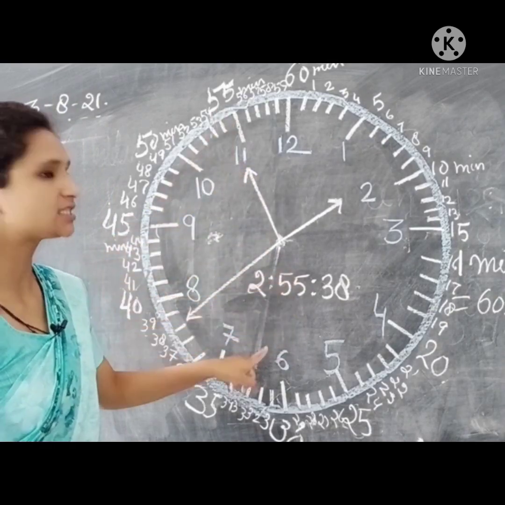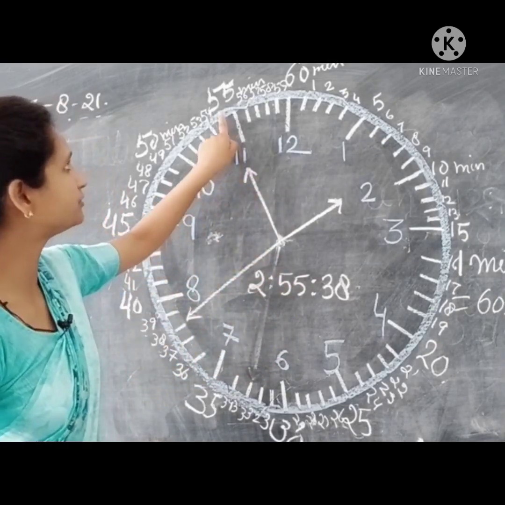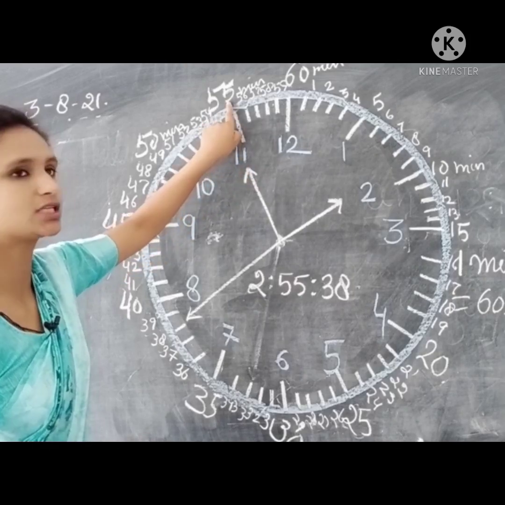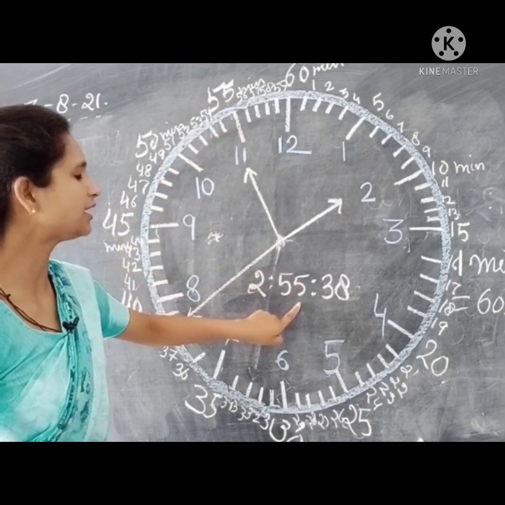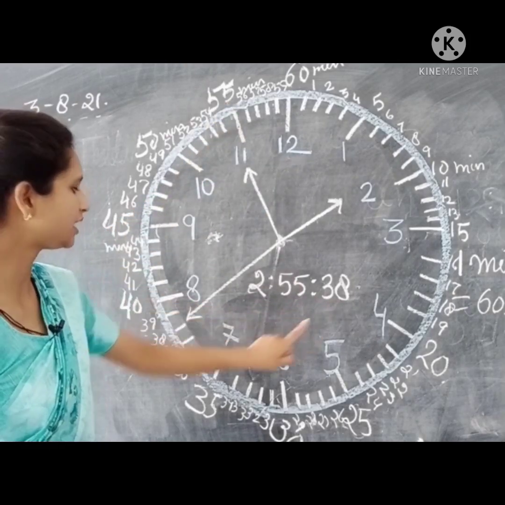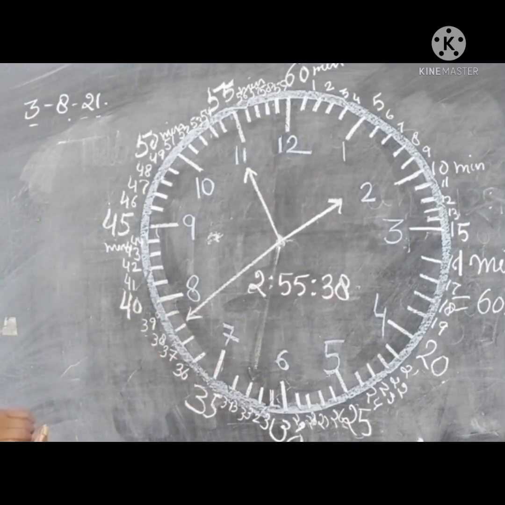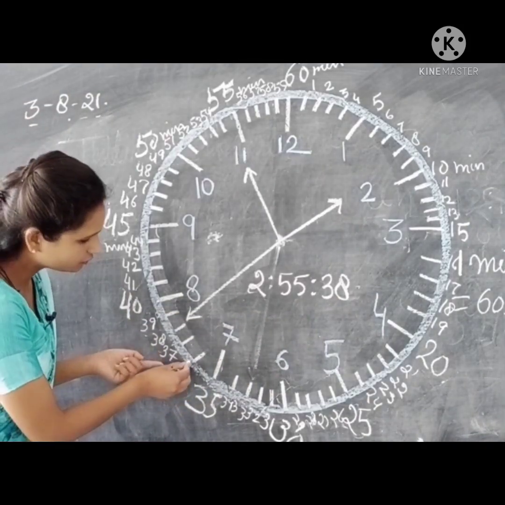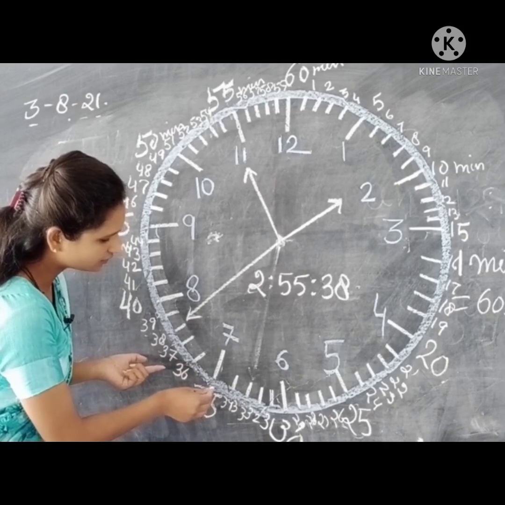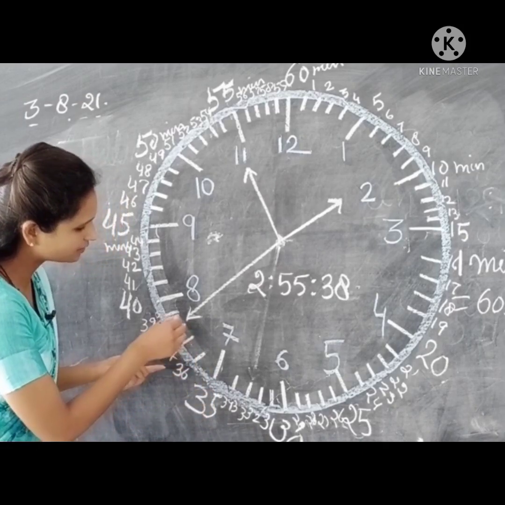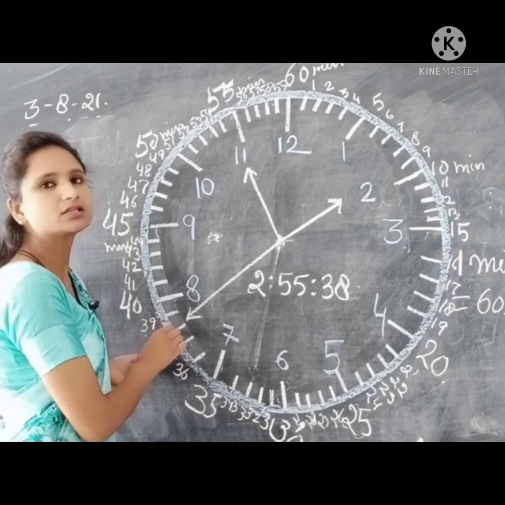Do not write 11, you have to write 55. The main subdivision is at 55, so you have to write 55, then 38. The seconds, you have to count the subdivisions here. After 35 you have to count 36, 37, 38. It will not be written on the clock.